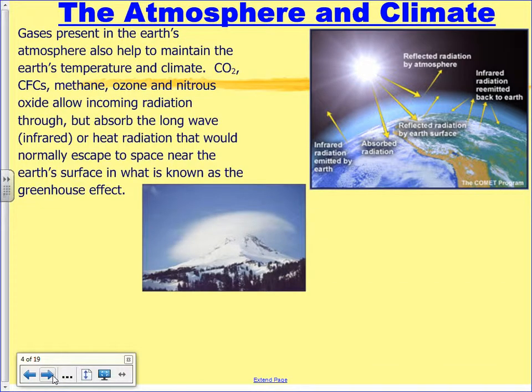Okay, so atmosphere again. Gases present in the Earth's atmosphere help maintain the Earth's temperature and climate. Carbon dioxide, CFCs, chlorinated fluorocarbons, methane, yeah, fart gas, ozone, nitrous oxide. All allow incoming radiation to get in, but they don't allow it to escape. What is that called? Nope. Greenhouse effect. This is the greenhouse effect. These are all greenhouse gases.